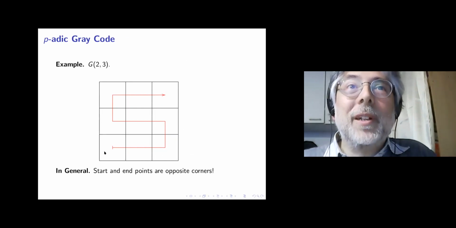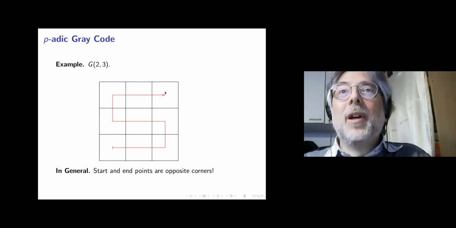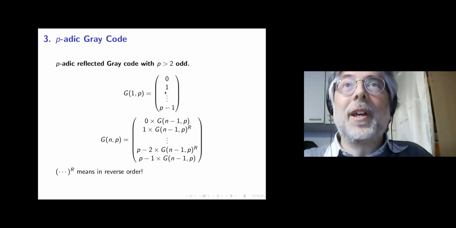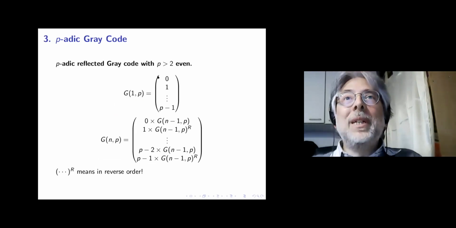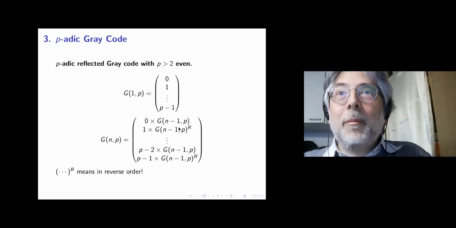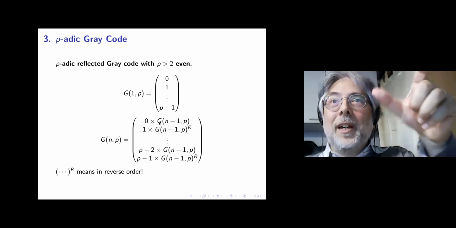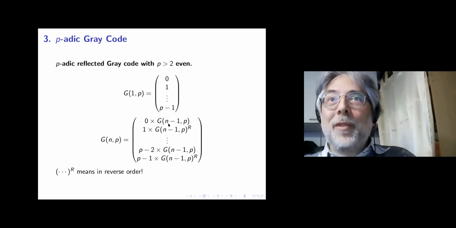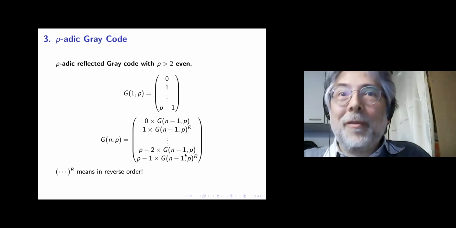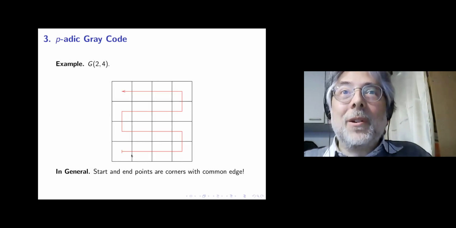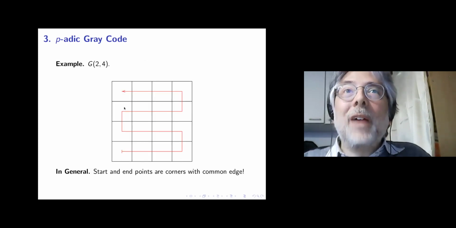And you will observe that start and end point are always opposite corners. This is in general the case for P odd. If P is even, you do the same thing, also alternately forwards and backwards with the previously constructed gray code, and you will always end up with the reverse order. That means your start and end point always have a common edge.